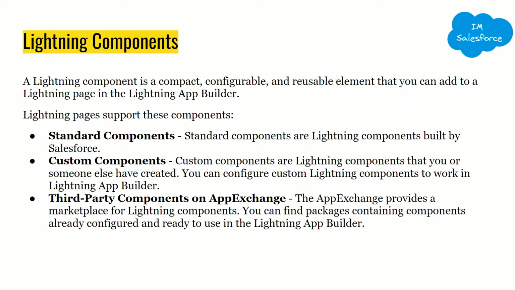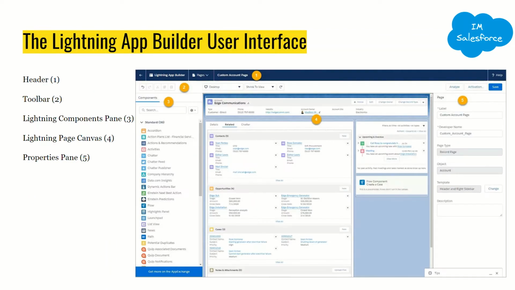So what are standard components? Standard components are Lightning components built by Salesforce. Custom components are Lightning components that you or someone else have created according to the use case or the business need or requirement. Third-party components on AppExchange: the AppExchange provides a marketplace for Lightning components. You can find packages containing components already configured and ready to use in the Lightning App Builder.